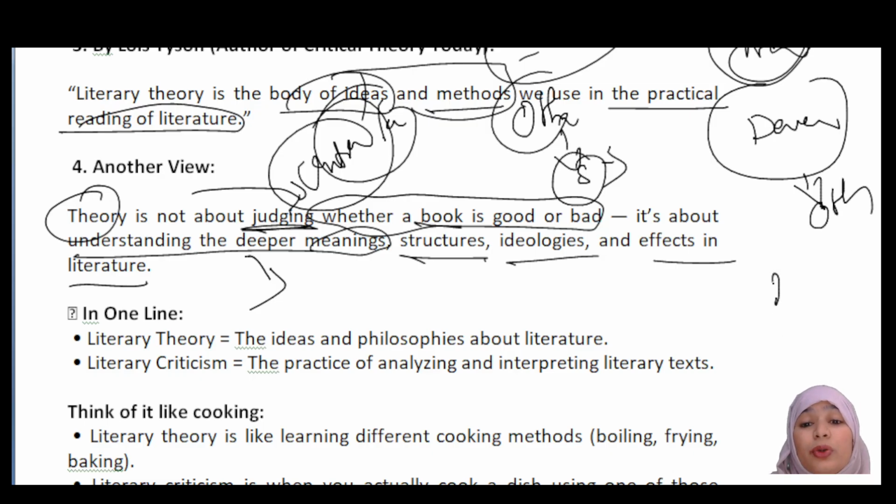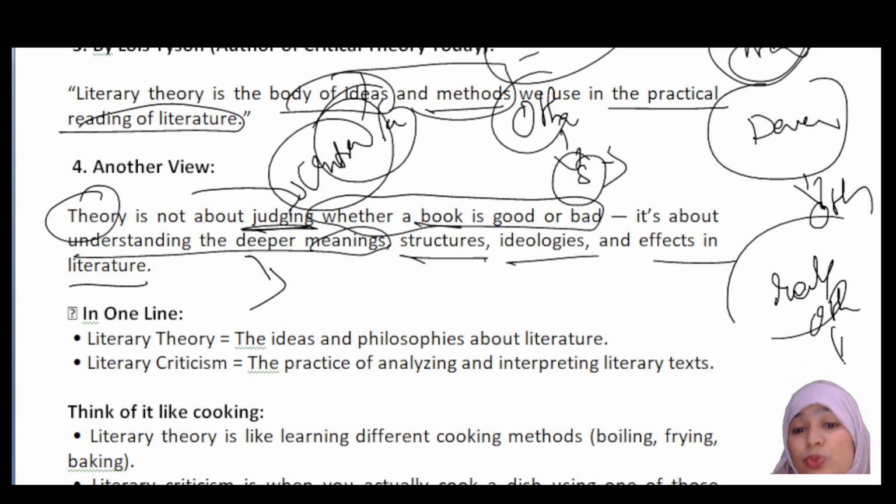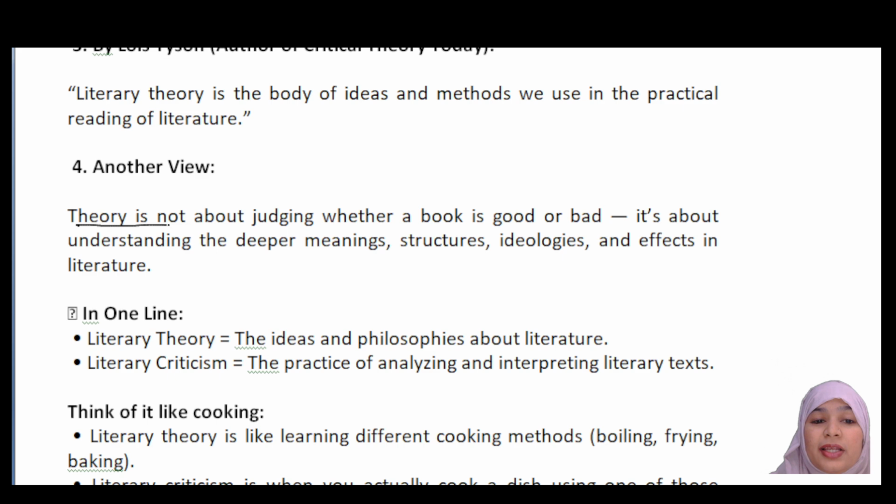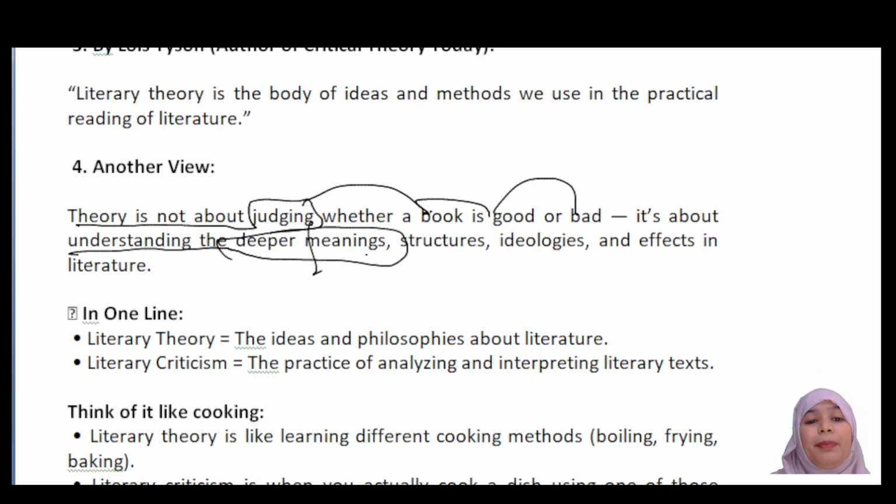How the role of Othello is represented in this work, going deeper into the text. That is what is called theory, literary theory. And structure, what formation is utilized, about the language, text, ideologies, what kind of ideologies we can identify in the characters, the main protagonist of that work, and effects in literature, how it affects the readers. So this is what is called theory. Getting my point, theory is not about judging whether it is good or bad. Instead, it is the work of understanding the deeper meaning like structure, ideologies and effects in literature.